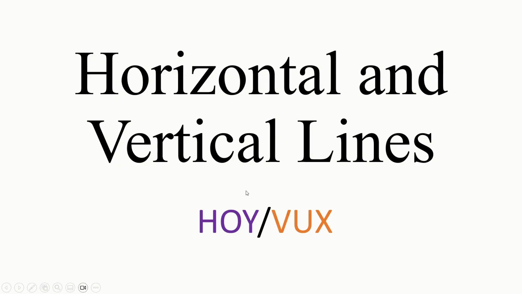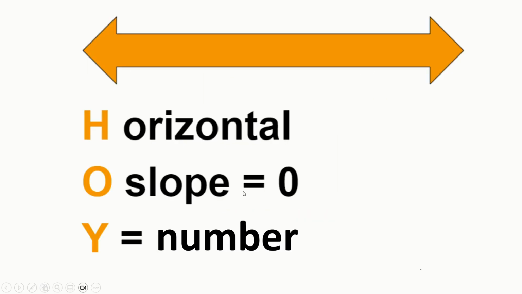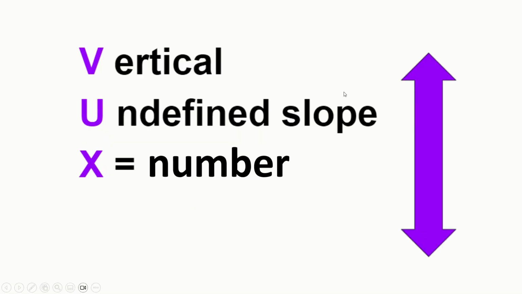HOI/VUX. HOI stands for horizontal. The slope is equal to 0, so that's why we have an O in the middle, and it needs to be y equals a number. So if the equation starts with y and it has a number, you have to know that that is HOI.